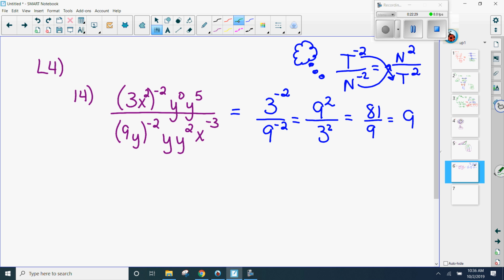Now what we do is we look at the exponents. Exponents wise, in the numerator, what are we going to have? X to the... What do you do when you take a power, you raise it to a power? We multiply because we think of that as being parentheses. Parentheses means multiplication. So 2 times -2 is -4. You have y to the 0, y to the 5th. In the denominator, this y becomes y to the -2. Then you have y squared, and x to the -3rd.